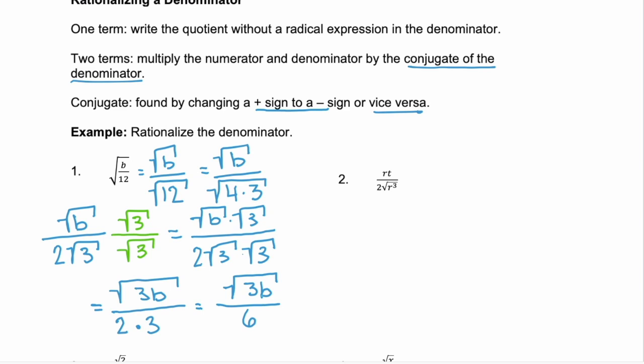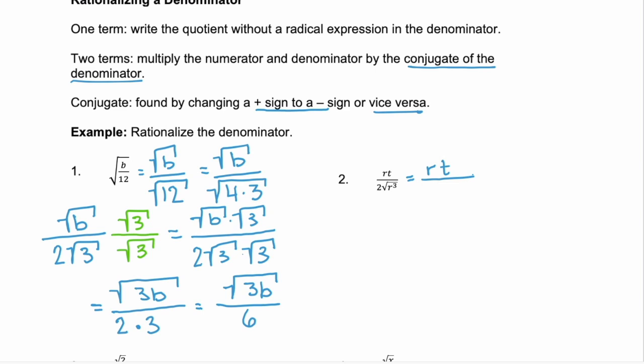Let's look at example 2, which is another rationalizing the denominator where we just have one term in the denominator. So again, first step, simplify. Our numerator doesn't have a radical, and doesn't have anything that can simplify, so it stays as r times t.